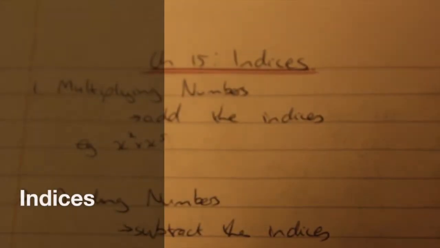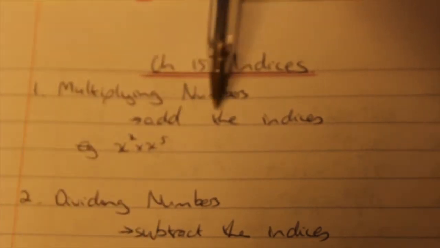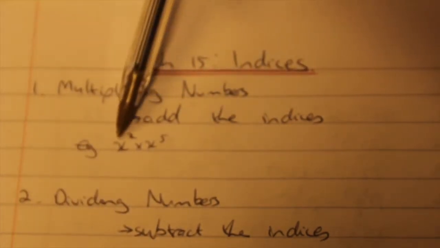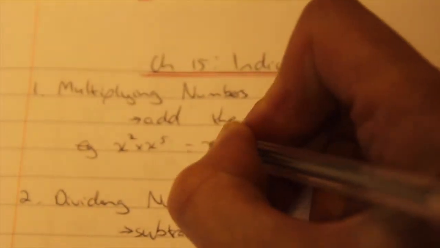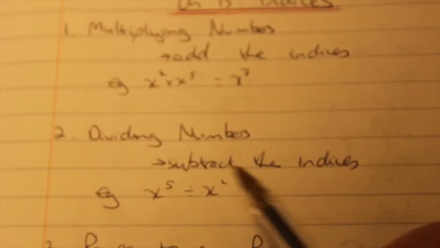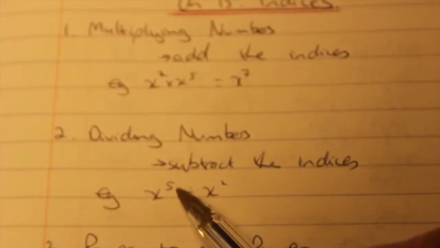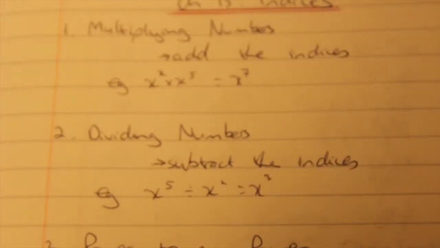We're now going to have a look at indices. Now, the basic rules of indices are these. If you're multiplying numbers, you add the indices. So for instance, if you had x squared times x to the 5, that becomes x to the 7. If you're dividing numbers, you subtract the indices. So if you had x to the 5 divided by x squared, that becomes x cubed.